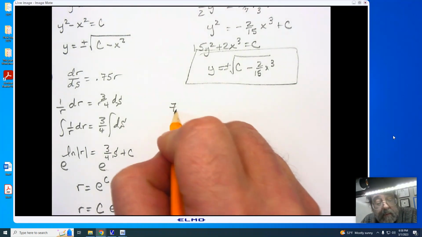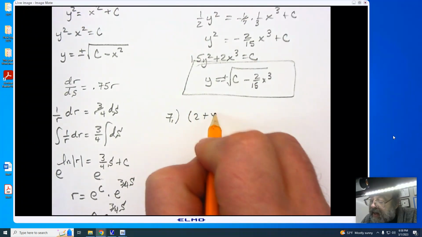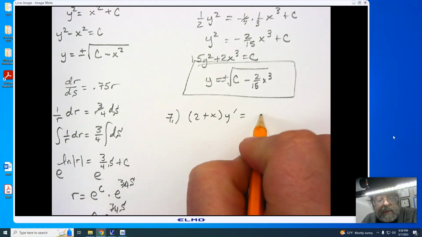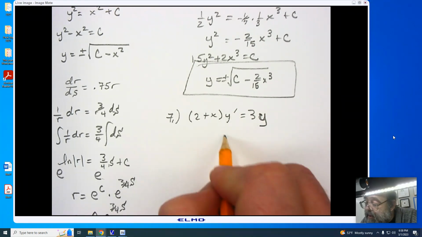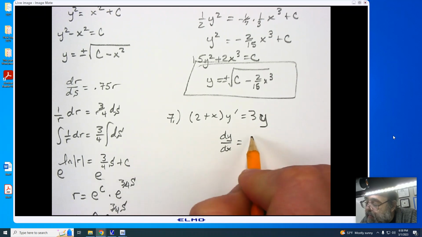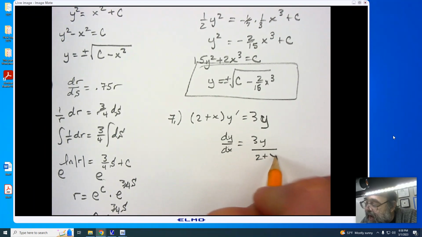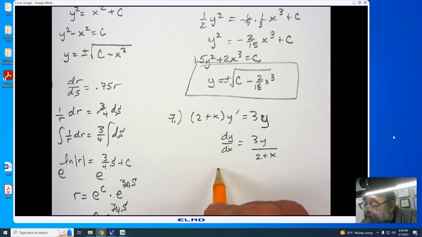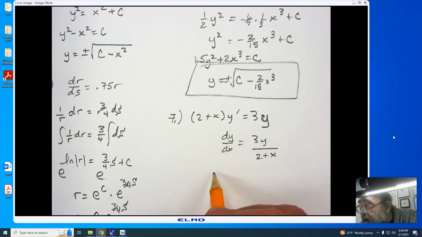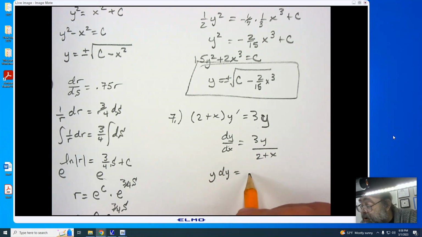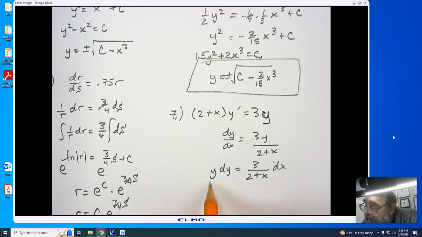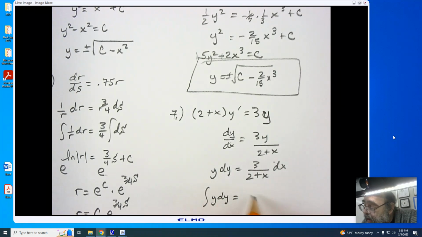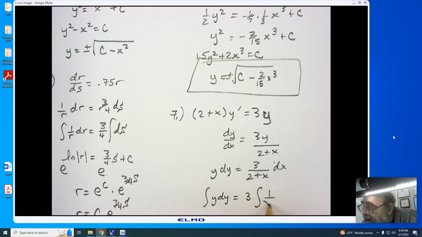Number 7 now gives us 2 plus x, y prime equaling 3y. Now I recommend you change this to dy/dx, and I'm going to make this 3y divided by 2 plus x, and now I can separate my variables. Once again, I like my constant to not follow y. However, the book generally will. I don't know why they do that. They seem to think it's easier. I disagree.